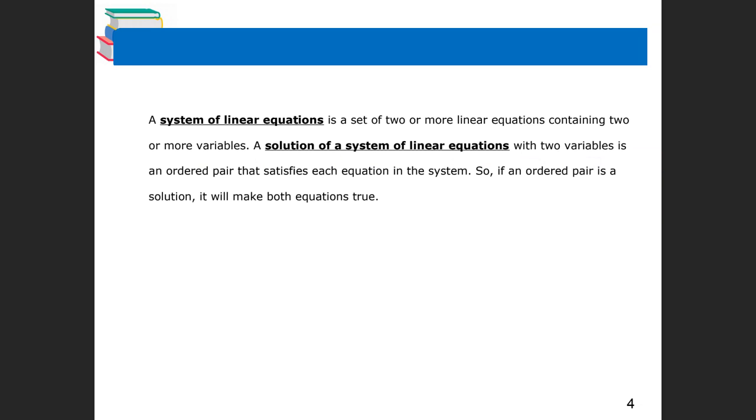A system of linear equations is a set of two or more linear equations containing two or more variables. A solution of a system of linear equations with two variables is an ordered pair. So all of your answers this week should be ordered pairs, like an x and a y value.